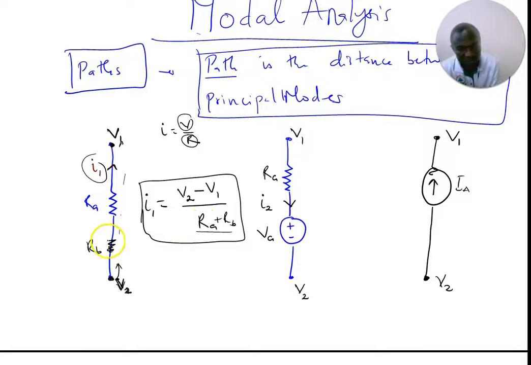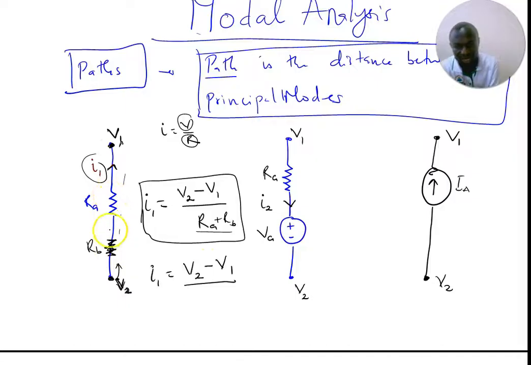You get it? So for instance, I'm going to write it for this one again. If I want to find I1, it's simply going to be the starting point, which is V2, minus the ending point, minus V1, all on what?